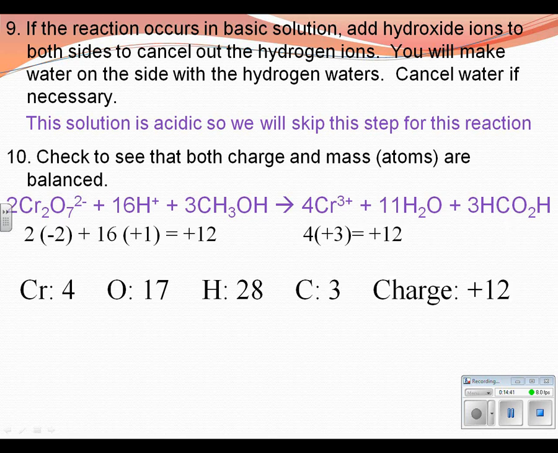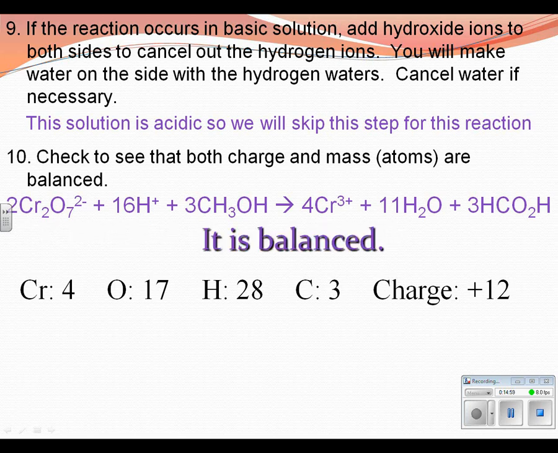Then we have to balance out our charges. So we have 2 times -2 plus 16 positives, giving me a plus 12 for my reactant side. And then I get 4 times a positive 3, and that gives me a positive 12 on both sides. So I'm good with all of that. So that is my final answer, and it's balanced. All right, that was a long example, wasn't it? Hopefully everybody's still with me.